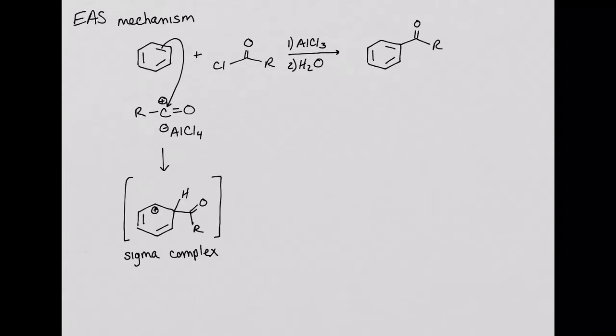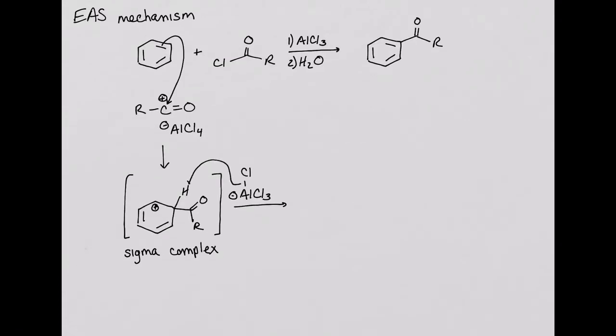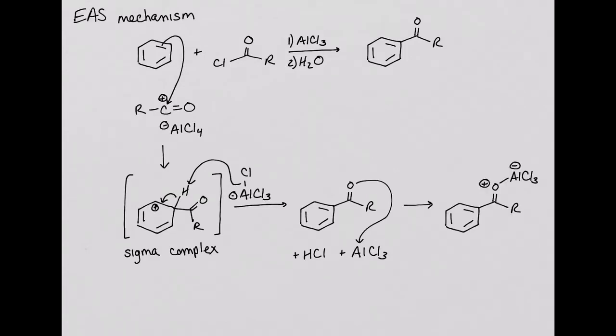In the next step, the sigma complex is deprotonated by the aluminum tetrachloride ion. This generates the acylated benzene as well as hydrochloric acid and aluminum trichloride. The aluminum trichloride is still a good Lewis acid and forms a complex with the carbonyl oxygen. This complex remains until the water wash, which removes the aluminum trichloride to give us our product.